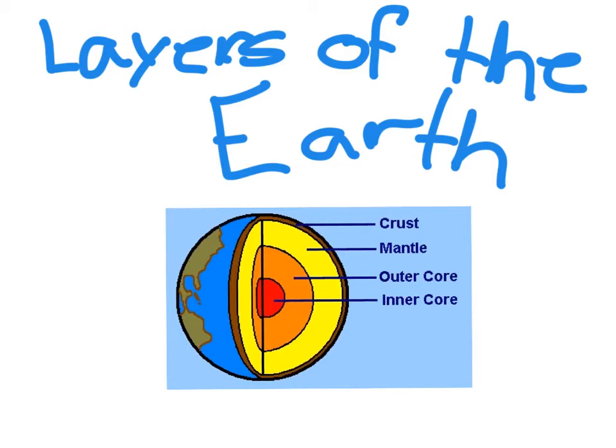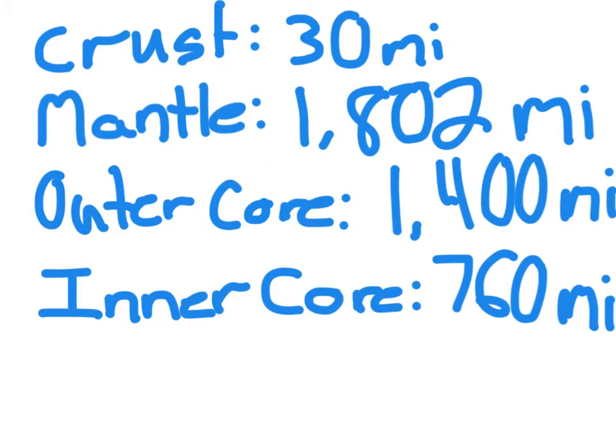Alright, now we'll be talking about the layers of the earth. First of all, we have the crust here. We have the mantle, the outer core, and the inner core. And basically what we'll be doing with these is exploring just what they are, and stuff like that. So the crust is about 30 miles thick. Not quite sure if that is correct exactly, but it's about 30 miles, I'm pretty sure.